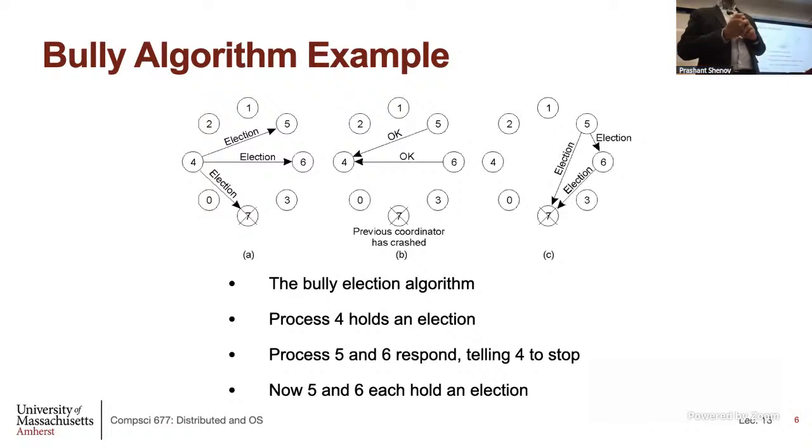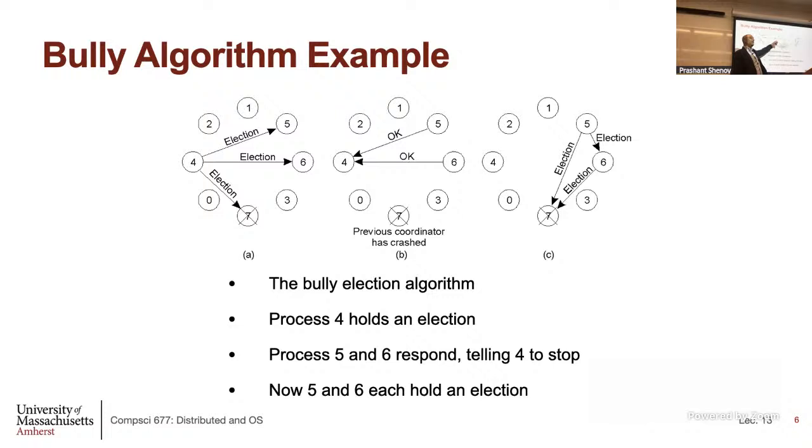The way it's going to start the election is it's going to send election messages to all processes that have IDs higher than itself, because the goal is to pick the highest ID node that's still alive. So you'll see that 4 sends an election message to 5, 6, and also to 7, but 7 has not responded. Now, when a higher ID process receives an election message, it's going to send an OK message back to whoever sent it the message.